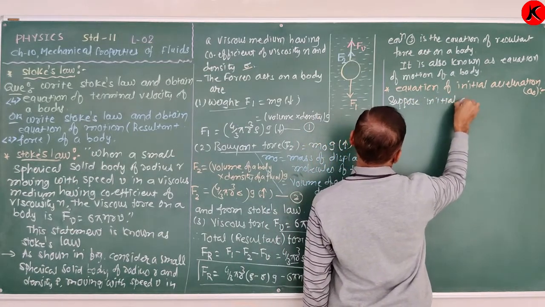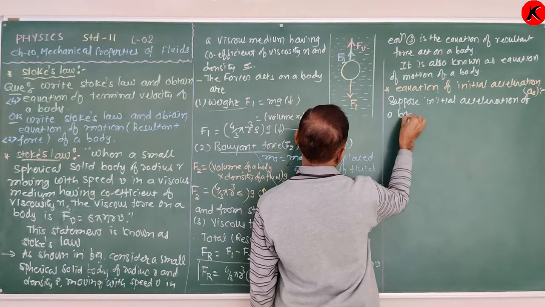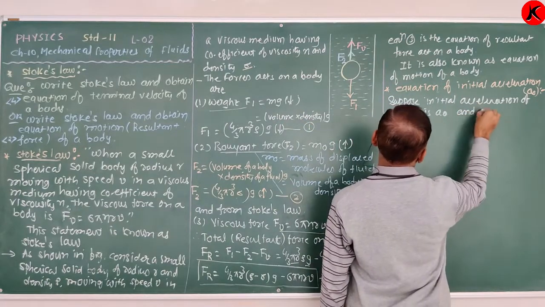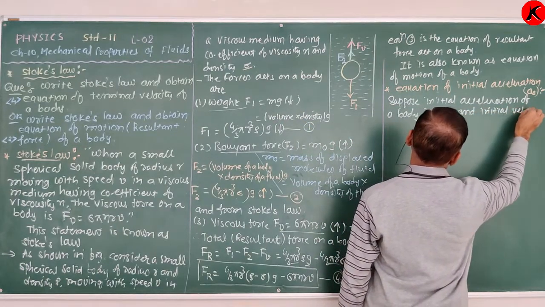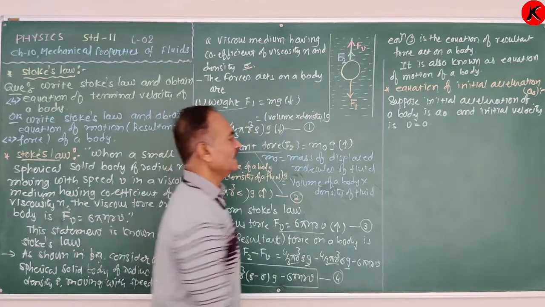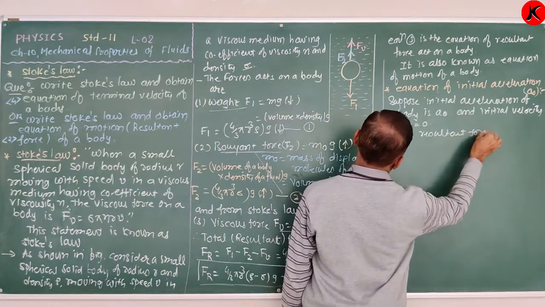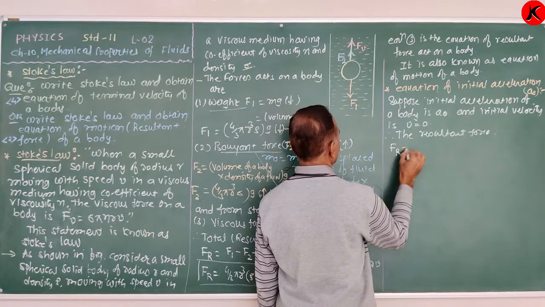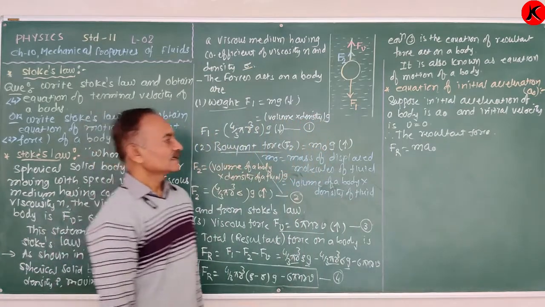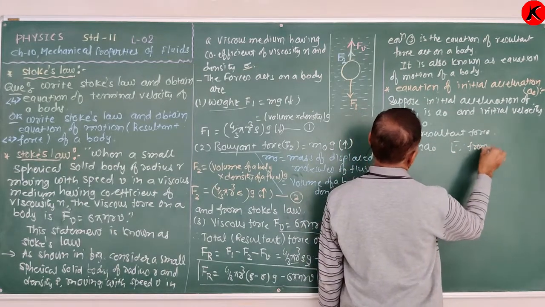Suppose the initial acceleration of a body is a0 and the initial velocity is v is equal to 0. Therefore, the resultant force Fr is equal to m into a0 from Newton's second law of motion. The resultant force Fr is equal to m a0 from Newton's second law.